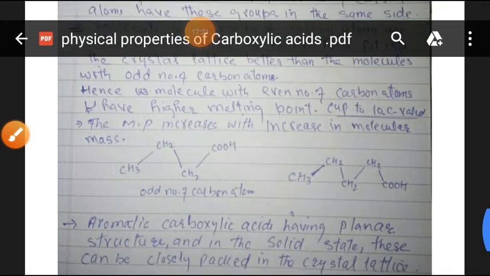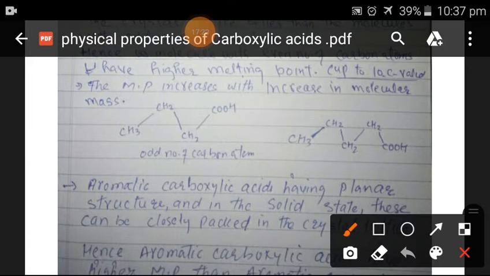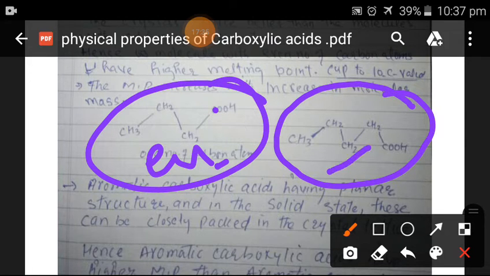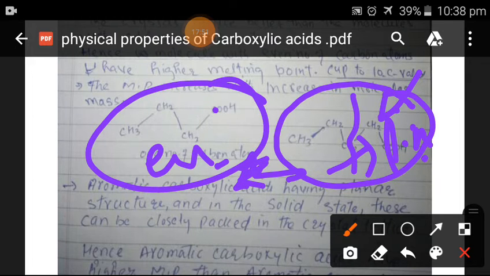Clear? As a result, the molecule having an even number of carbon atoms has a higher melting point because it gets fit into the crystal lattice. Similarly, the odd number of carbon atoms has low symmetry as compared to the even-membered carbon atoms. As a result, it does not get fit into the crystal lattice, so it has a low melting point as compared to this molecule.